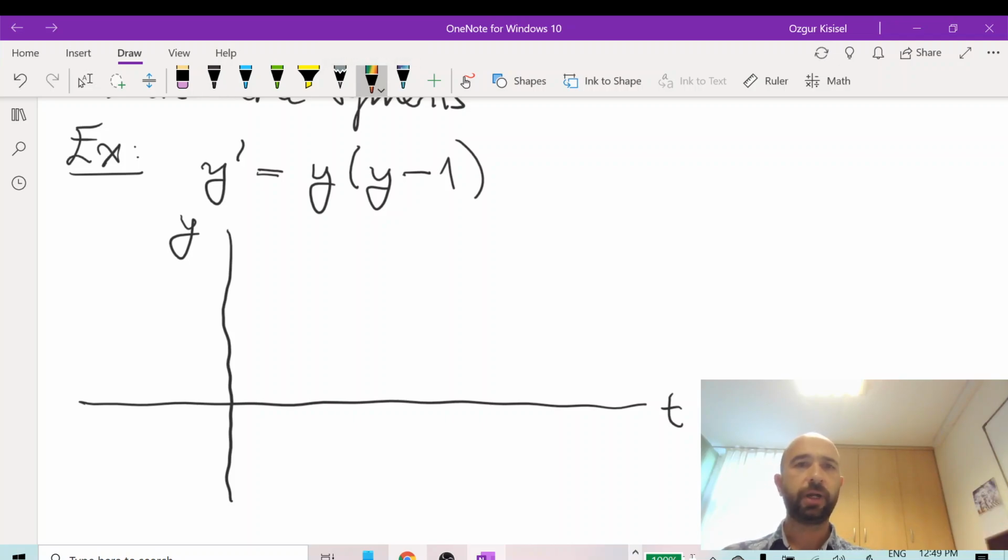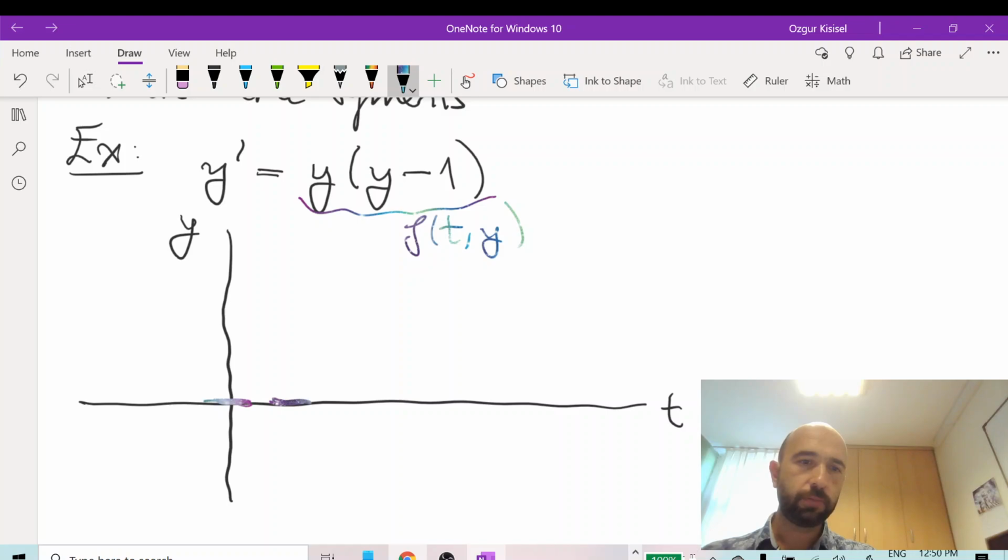Okay, at each point, or at as many points as I can, I want to put lines with the correct slope. So for example, at 0, 0, this is your f, right? f of t, y. So at 0, 0, the value of this function is 0 times minus 1, so it is 0. A line segment of slope 0 is a horizontal line segment. So that's what I put here.